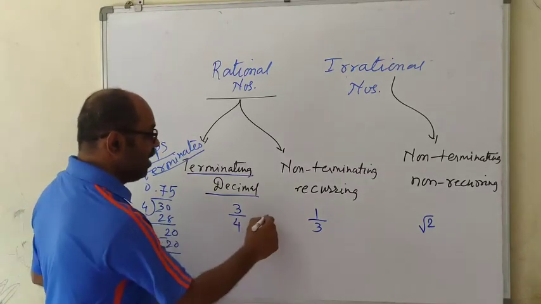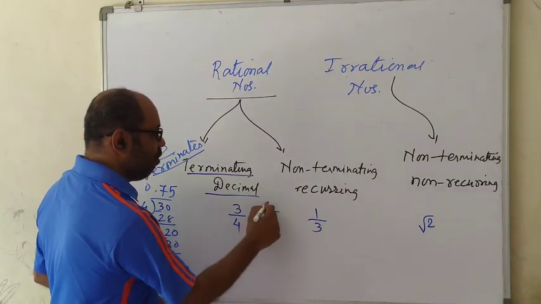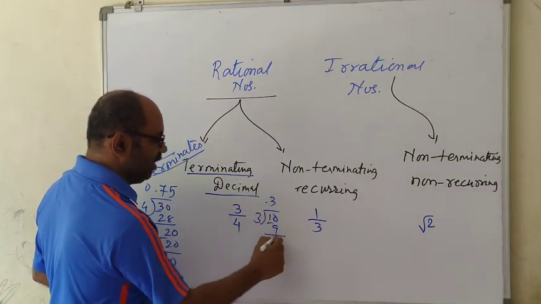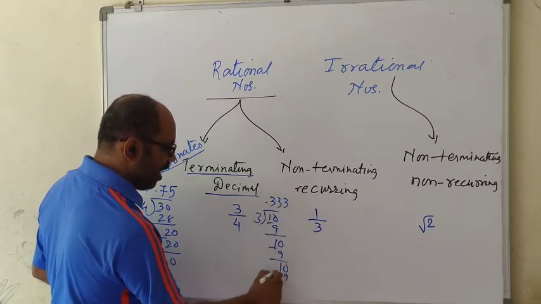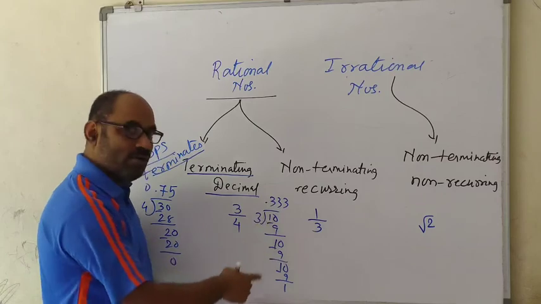Here, 1 divided by 3. 0.0. 3 3s are 9, 1 0. 3 3s are 9, 1 0. Now you got the idea.